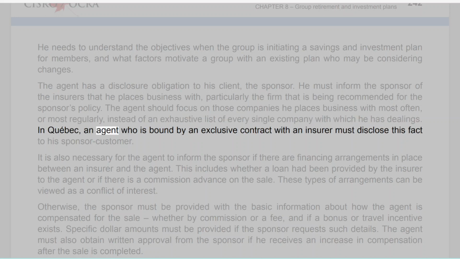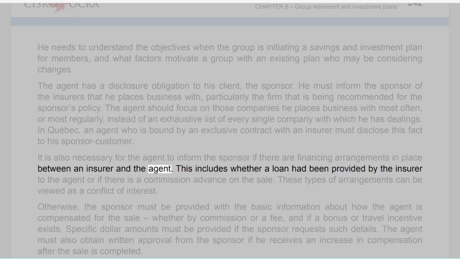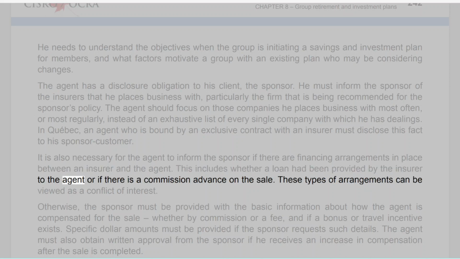In Quebec, an agent who is bound by an exclusive contract with an insurer must disclose this fact to his sponsor customer. It is also necessary for the agent to inform the sponsor if there are financing arrangements in place between an insurer and the agent. This includes whether a loan had been provided by the insurer to the agent, or if there is a commission advance on the sale. These types of arrangements can be viewed as a conflict of interest.